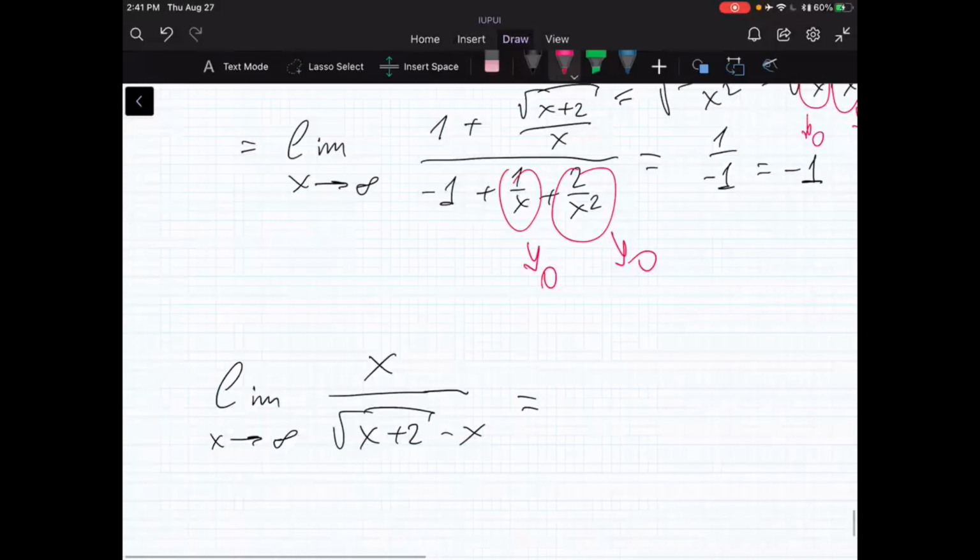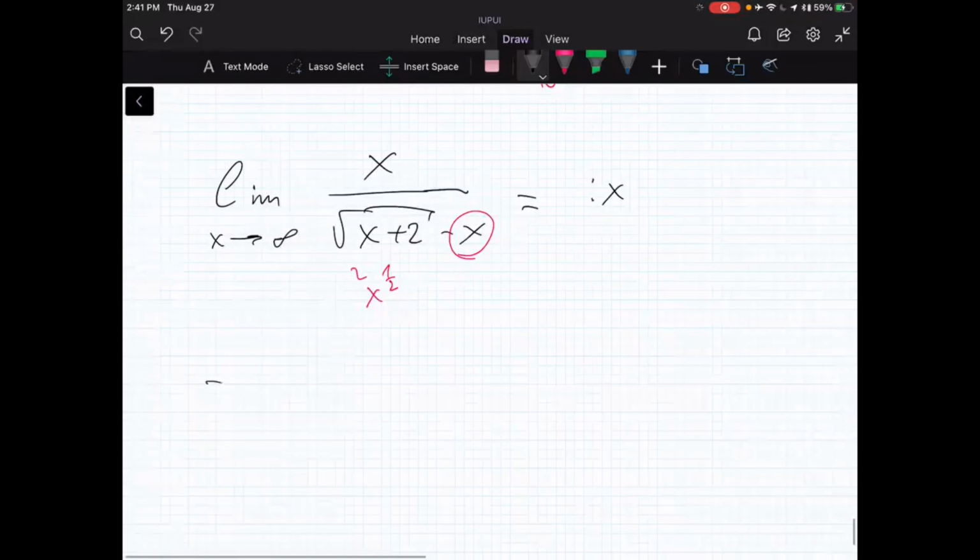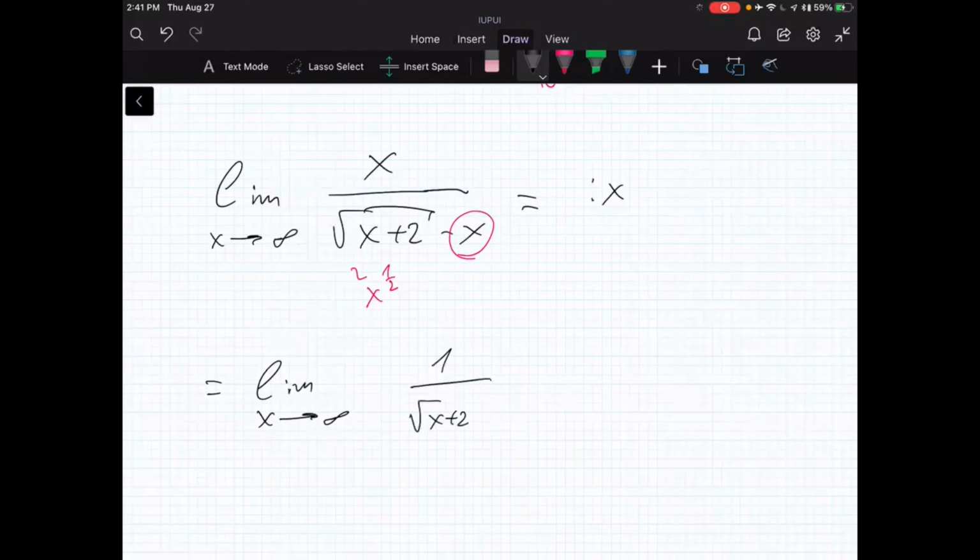again, if you look at this thing, this is x to the power 1, this is x to the power 1, while this is something like x to the power 1/2. I mean, something like, because it's square root of x plus 2, but if you think about the power of x, it is x to the power 1/2. So still, the highest power is x to the power 1, so let's divide by x. And then you'll get that this is the same as the limit when x goes to infinity, 1 over square root of x plus 2 divided by x minus 1.